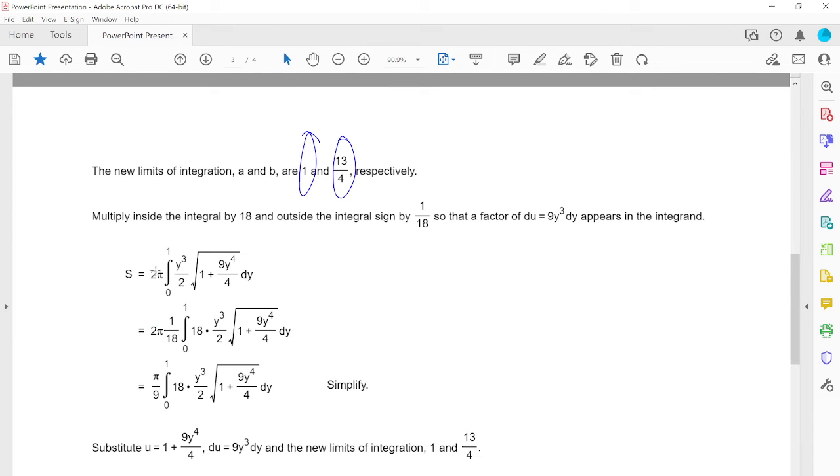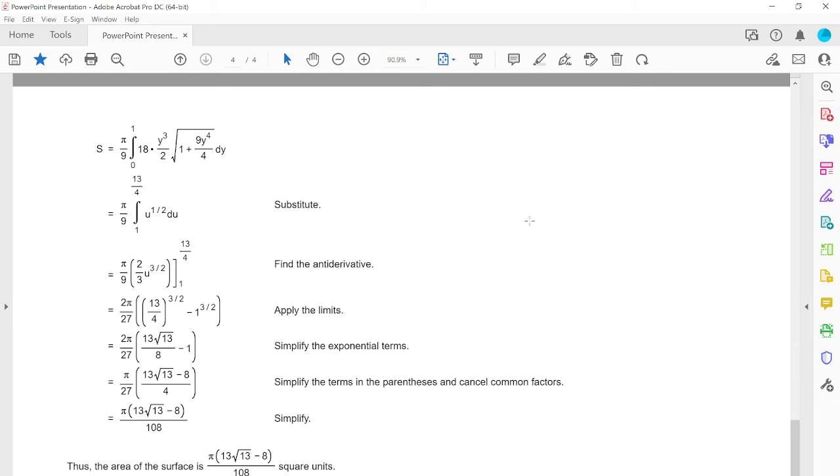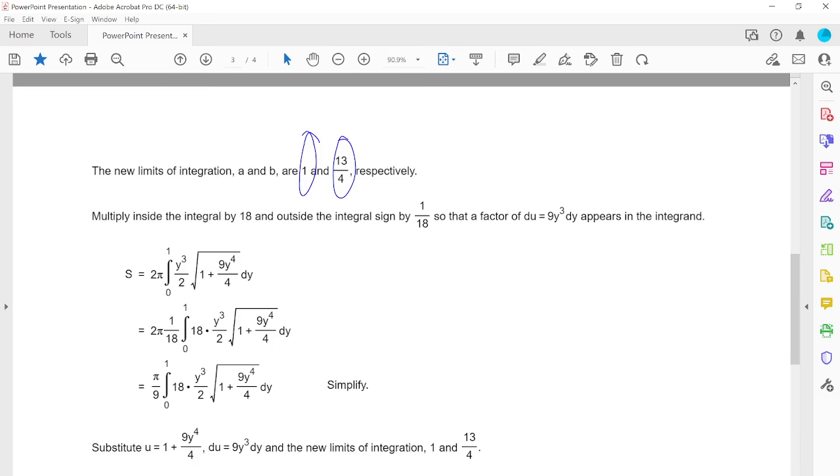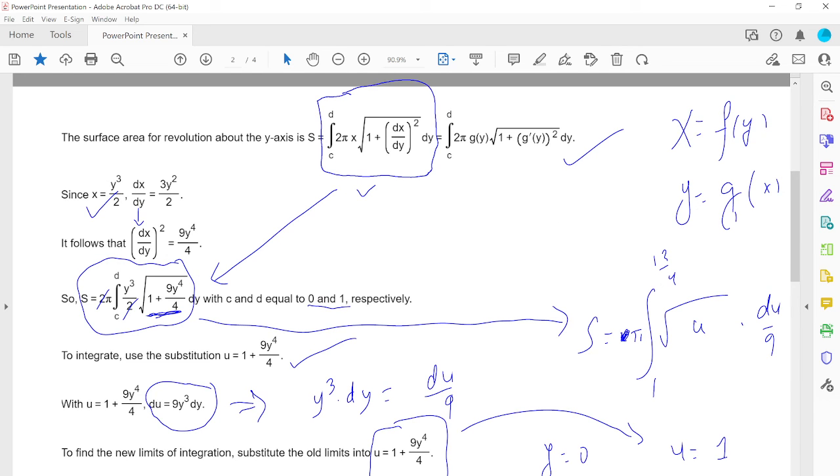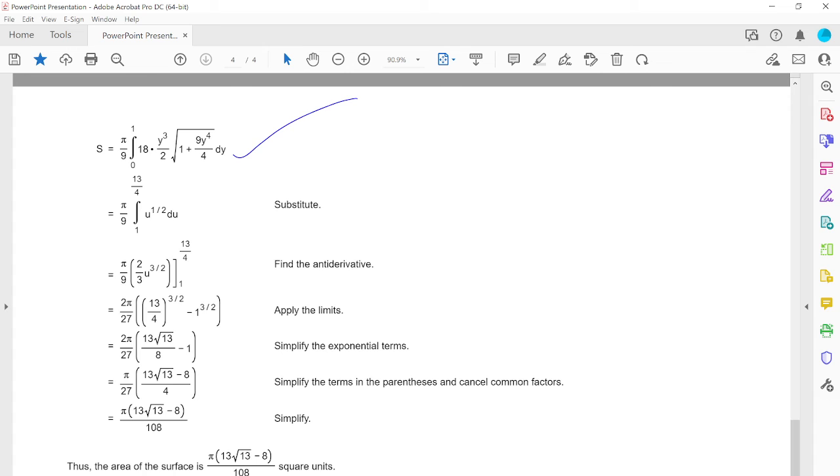Now we're going to plug these values in. The 9 comes outside, so the integral becomes π over 9 times the integral from 1 to 13 over 4 of u to the power half du. And now we just have to do the integration using the power rule.